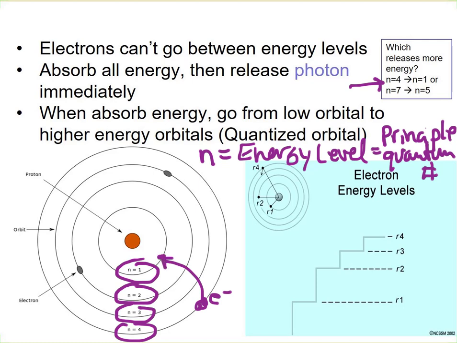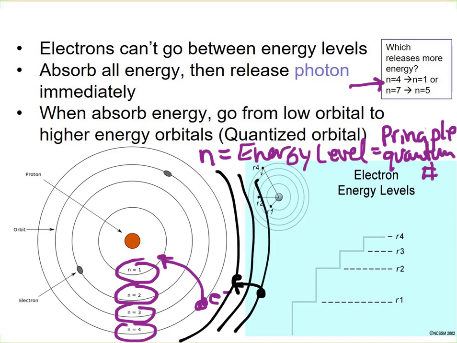Versus if we had energy level 7 going to 5, and this didn't count out, we might see a red wavelength of light come out of the 7 to 5, but we might see something like a blue light come out of the jump from 4 to 1. So which releases more energy? It's the 4 to 1 because it's a larger jump. And we also get a wavelength of light that has more energy.